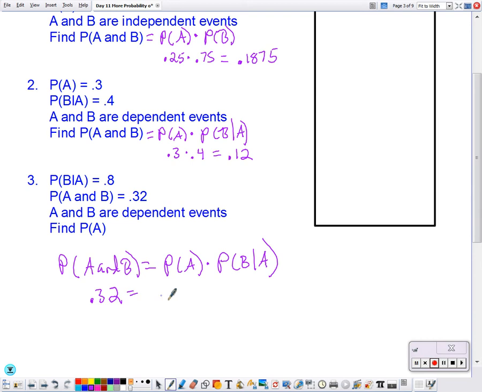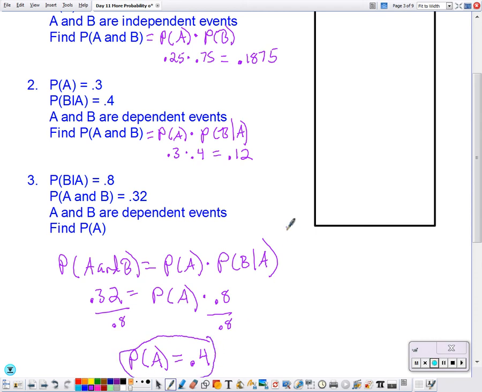I don't know the probability of A, and I know the probability of B given A is 0.8. So I'm just going to do a little dividing. Divide by 0.8, and I find that the probability of A is 0.4. Hooray!